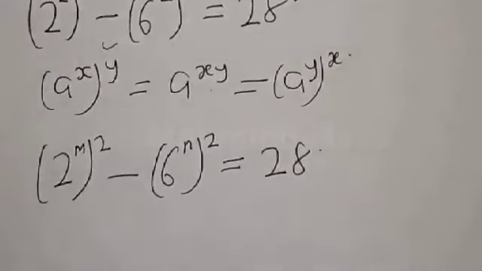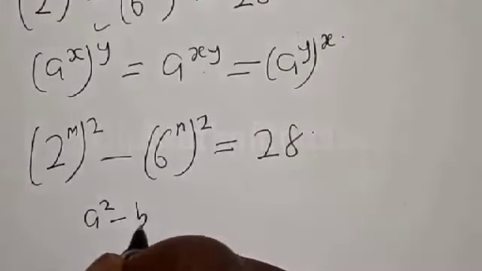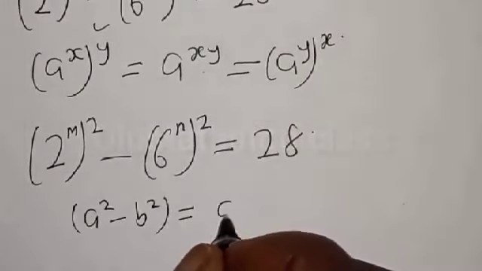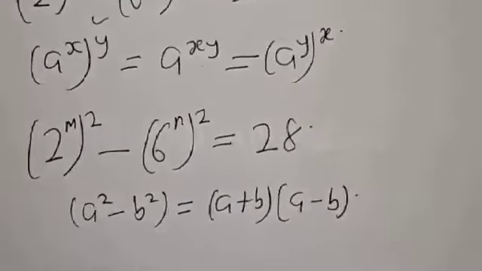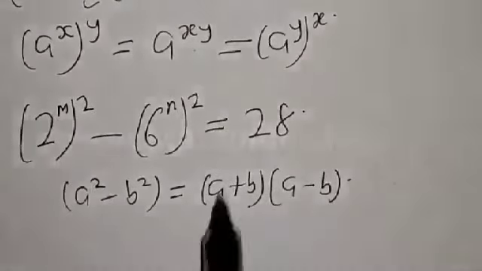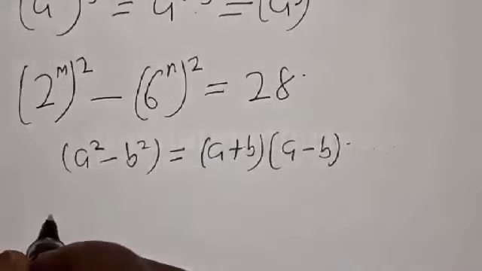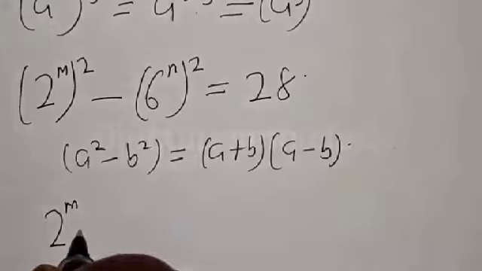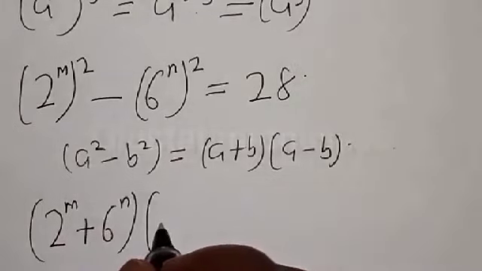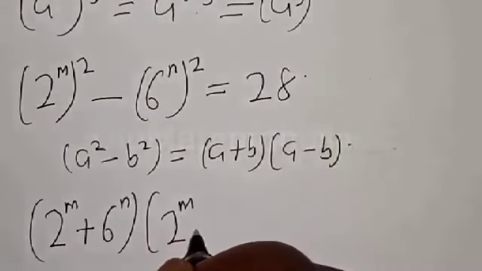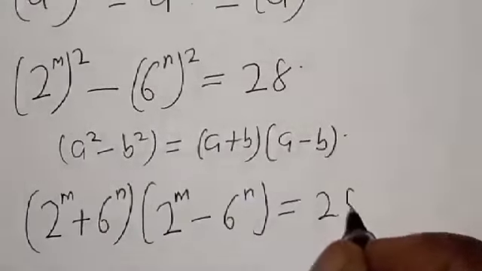28. Now, if you look at this, this is a difference of 2 squares. Remember, a squared minus b squared is the same thing as a plus b multiplied by a minus b, where a is 2 raised to power m and b is 6 raised to power n. Therefore, our equation becomes 2 raised to power m plus 6 raised to power n, multiplied by 2 raised to power m minus 6 raised to power n, is equal to 28.